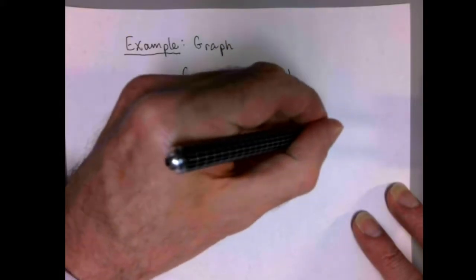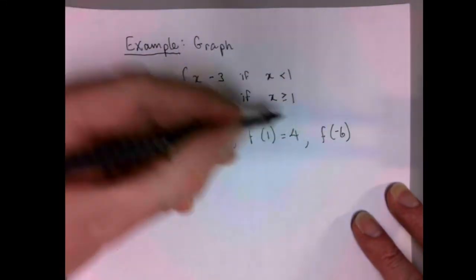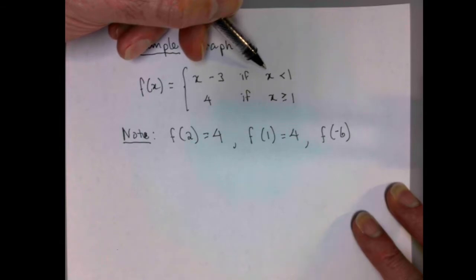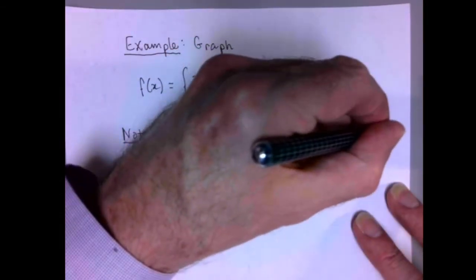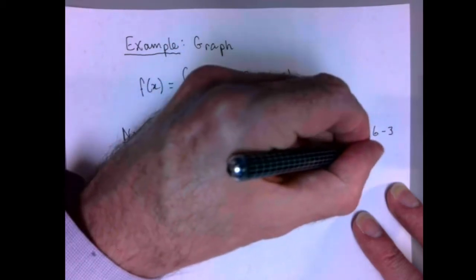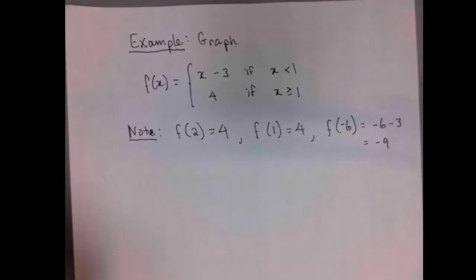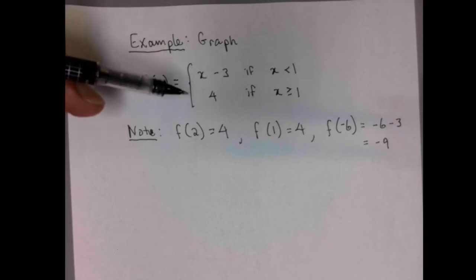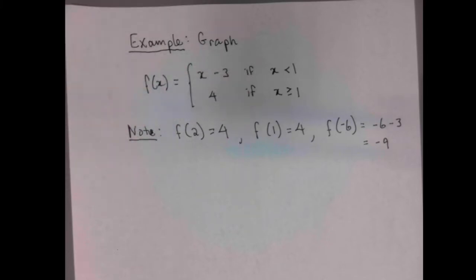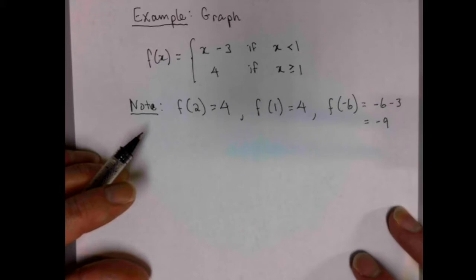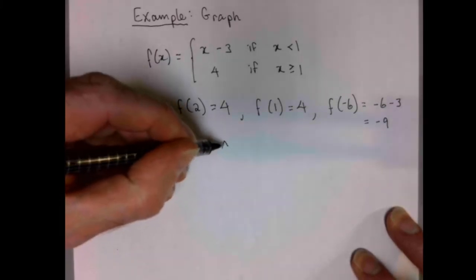Let's do something like this. F of negative 6. Well, negative 6 is, of course, less than 1, so we use this rule. So negative 6 minus 3, so f of negative 6 is negative 9. Okay, so we remember that each input is going to correspond with exactly one output. And the rule that you use to find the output depends on these conditions over here. So let's think about the graph of this piecewise defined function.